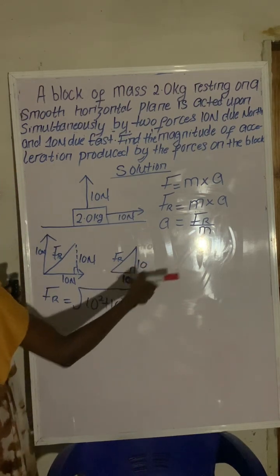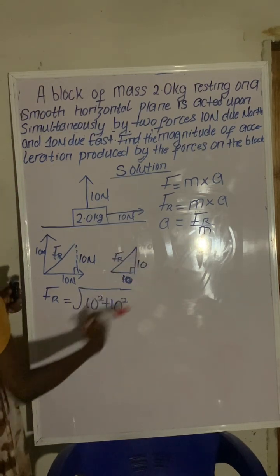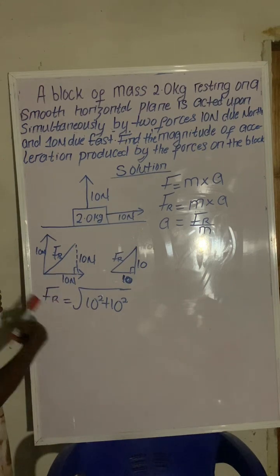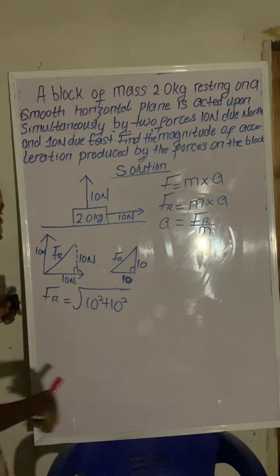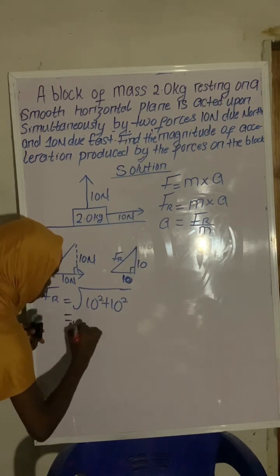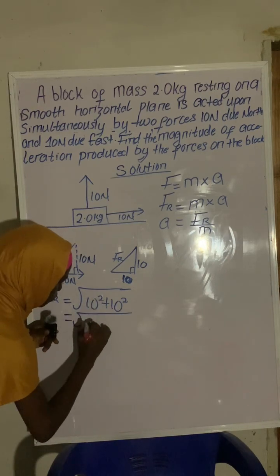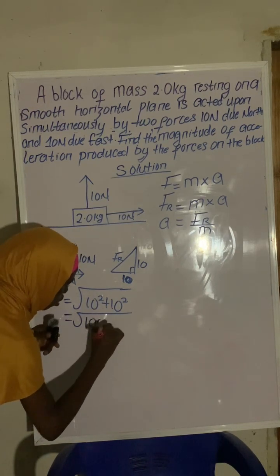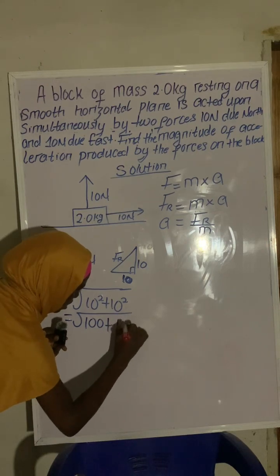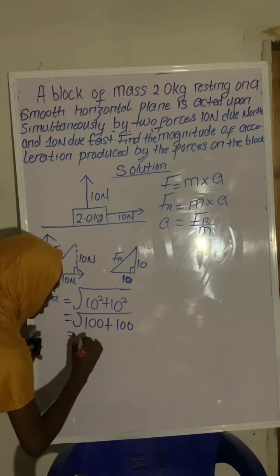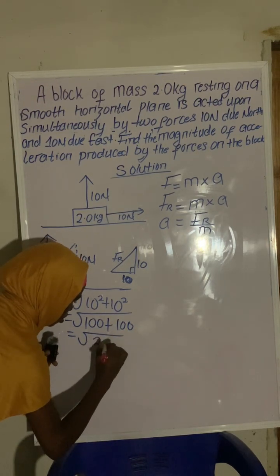Because the hypotenuse is equal to adjacent squared plus opposite squared. I'm not putting the square on the hypotenuse, so I just put the square root. So that's going to be equal to the square root of 10 times 10, which is 100, plus 10 times 10 again, which is 100. So 100 plus 100 is going to be 200.